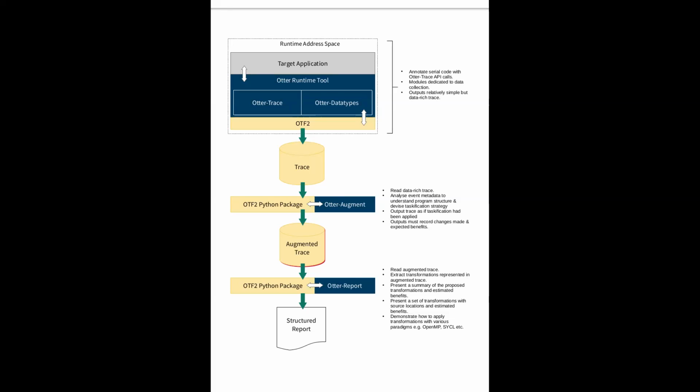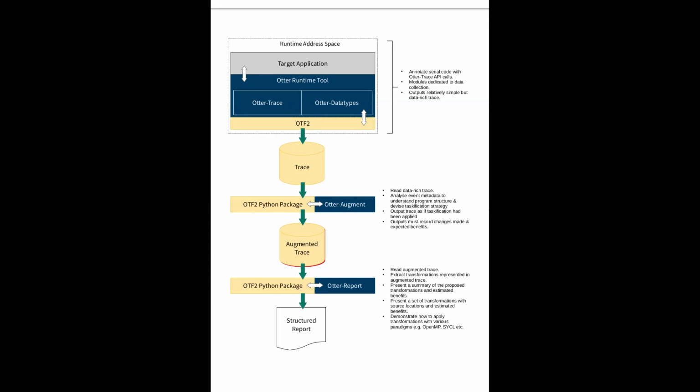Finally, we'll briefly describe the overall workflow for Otter. The API is designed to be easy to insert into existing serial code, allowing the developer to annotate all source regions which are candidates for parallelization with tasks. Using these annotations, the developer can describe constraints on execution order, such as dependencies between sections of code.